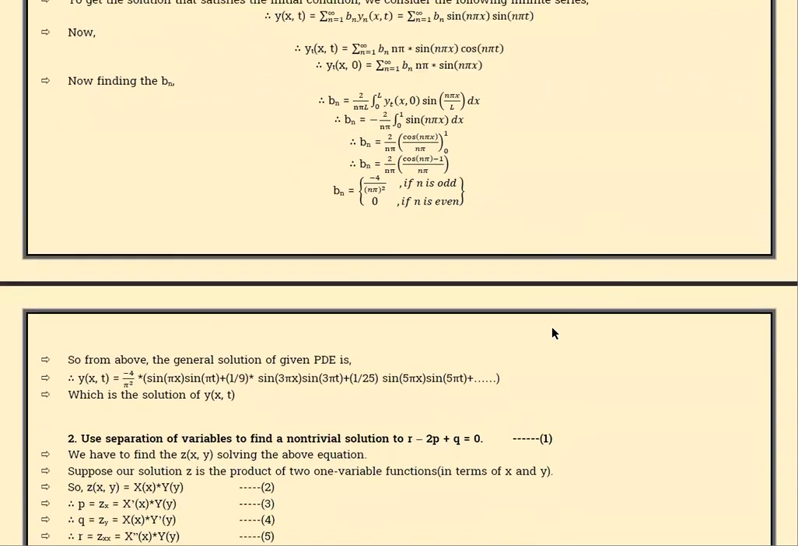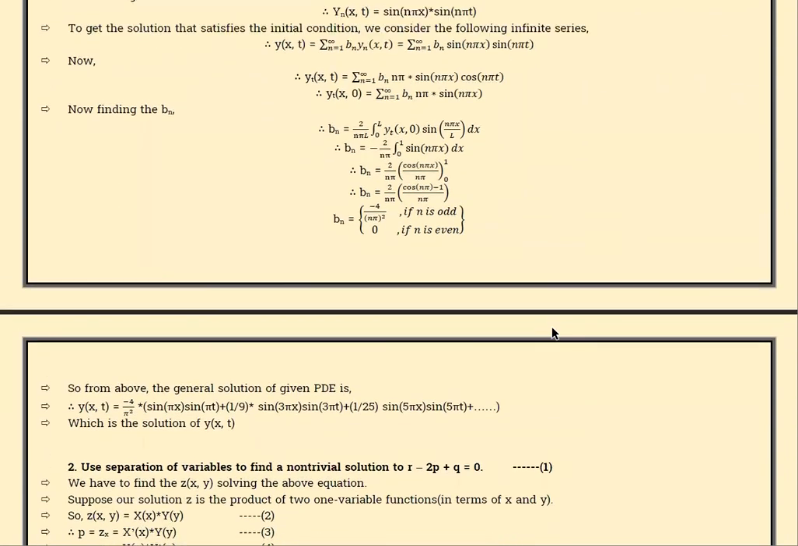So from the above we get the solution y of x comma t is equal to minus 4 upon pi square into sine pi x into sine pi t plus 1 upon 9 into sine 3 pi x into sine 3 pi t plus 1 upon 25 into sine 5 pi x into sine 5 pi t plus up to infinity, which is the solution of our PDE.